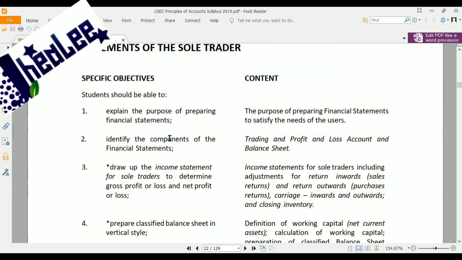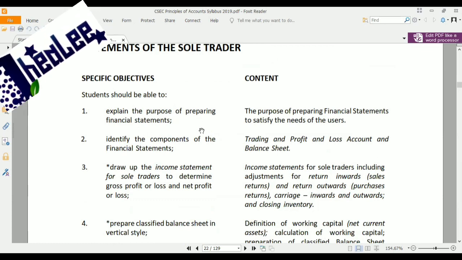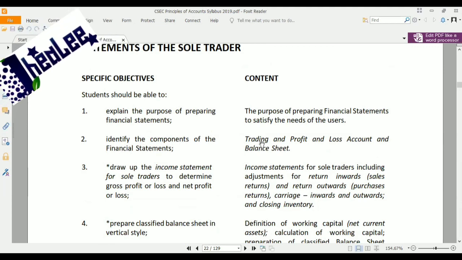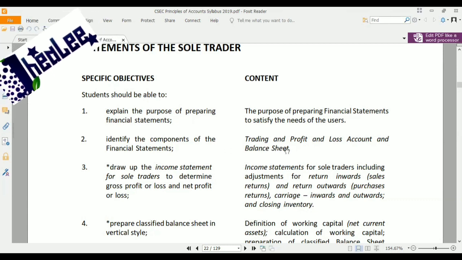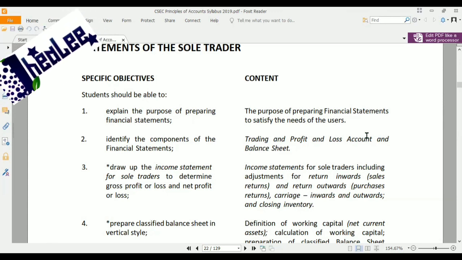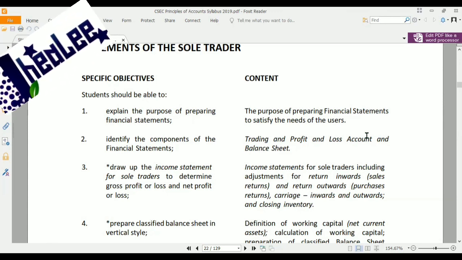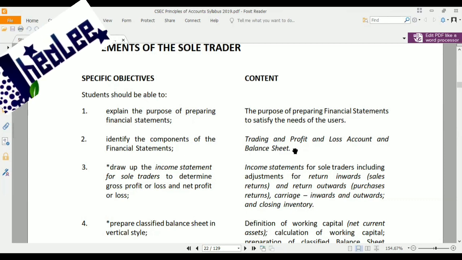But the things that might come out in it: explain the purpose of preparing financial statements. You need to know that. Identify the components of the financial statement. So trading profit and loss account and balance sheet, as indicated earlier, they can ask you to prepare an income statement. The income statement is the trading profit and loss account. And we know the purpose of the trading profit and loss account is to ascertain your net profit or your net income, because they can use the term income. And for you to do your statement of financial position, which is your balance sheet.